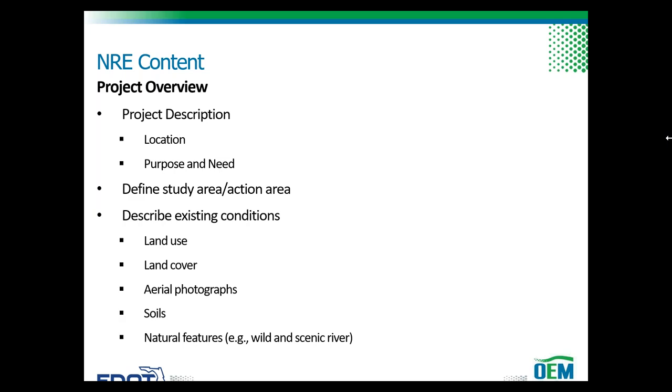Generally, the project overview should include an evaluation of land use, land cover, soils, and other natural features. We recommend that figures be provided to illustrate this discussion, which may be included in line with the text or added as an appendix. If multiple alternatives are being carried forward for evaluation in the environmental document, then each alternative should be discussed in the NRE, including differences in alignments, typical sections, and possible design changes or construction method differences. For example, temporary bridges for replacement projects.